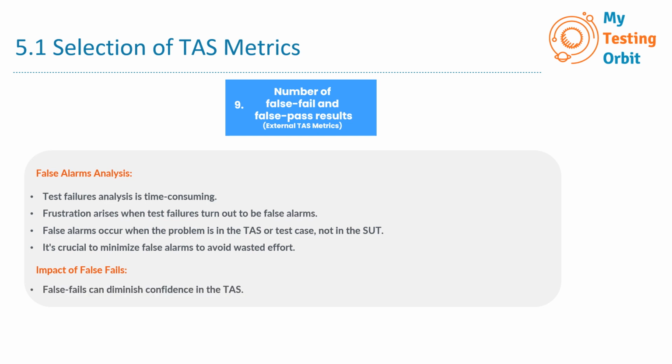False fails can diminish confidence in the TAS. Think of the TAS as your testing toolkit. When a false fail occurs, meaning test failures are reported that are not real issues, it can shake the trust and confidence in your testing tools. This can make your testing team question the reliability of the automation, which is not a good thing because you do want them to have faith in the results. So it's important to keep false fails to a minimum to maintain confidence in your testing process.